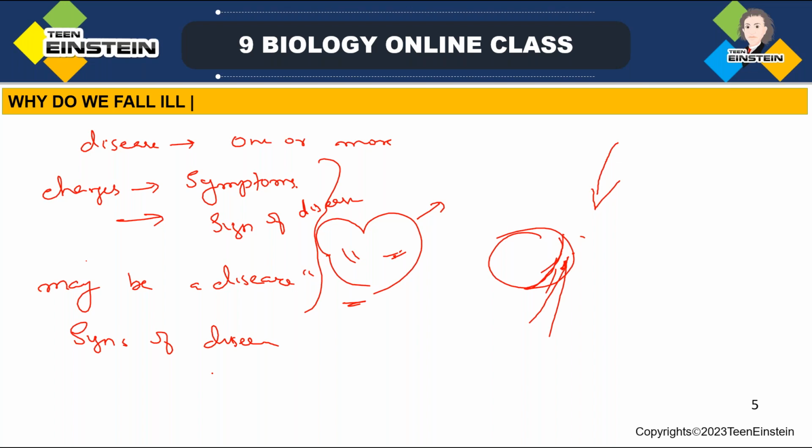But sometimes the same symptom will come for several diseases. So the presence of a particular disease is indicated by particular signs or symptoms. Physicians will also ask you to do some laboratory test to confirm the disease. Clear? So this is how a disease looks.